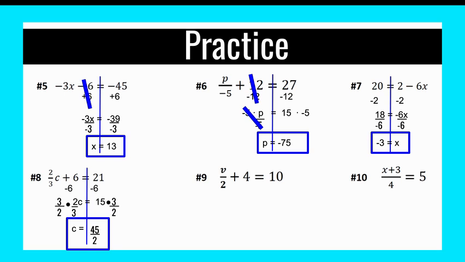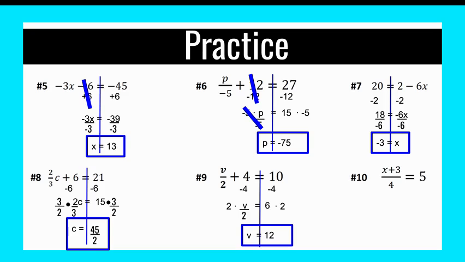Number 9, v divided by 2 plus 4 is equal to 10. So I'm going to start by subtracting 4 from both sides. Those will cancel. I'm left with v over 2 is equal to 6. Remember that fraction bars mean division, so to undo division, I'm going to multiply both sides by 2, and I'm left with v is equal to 12.